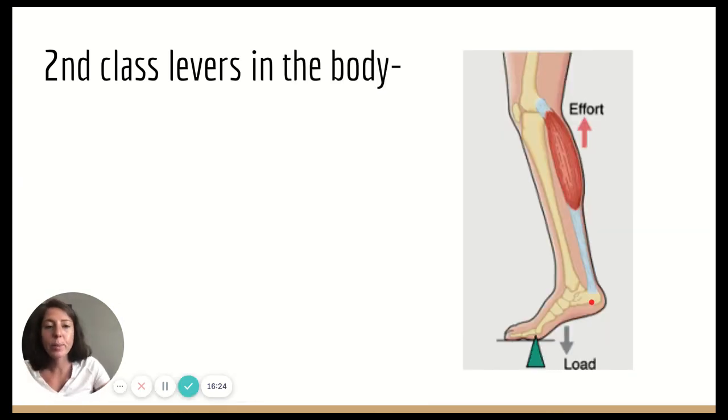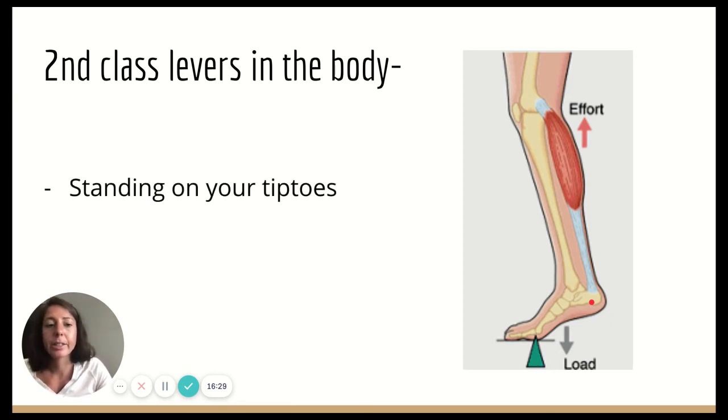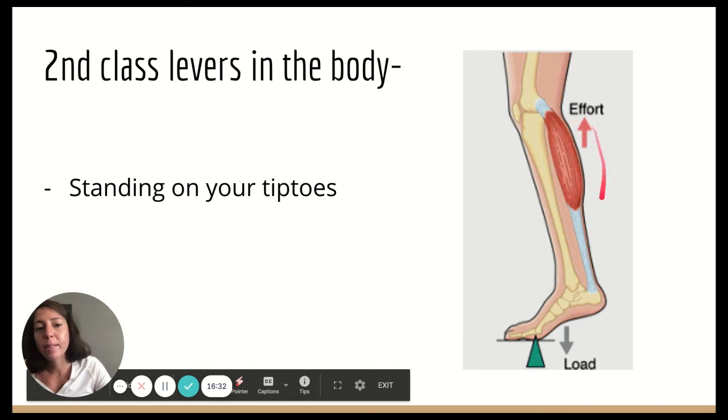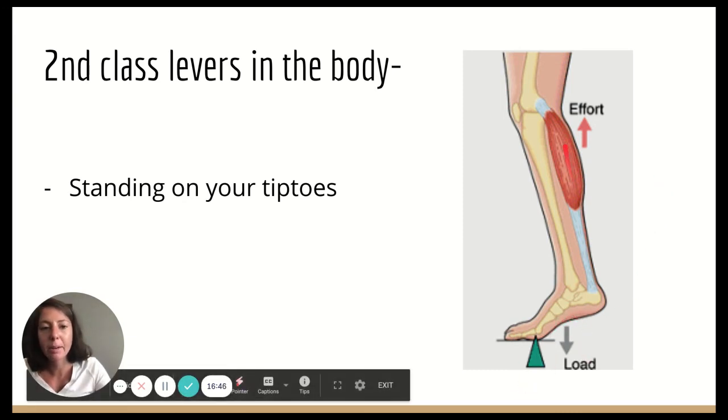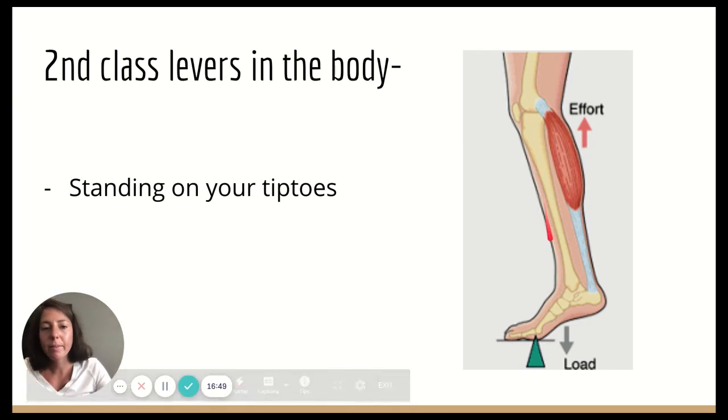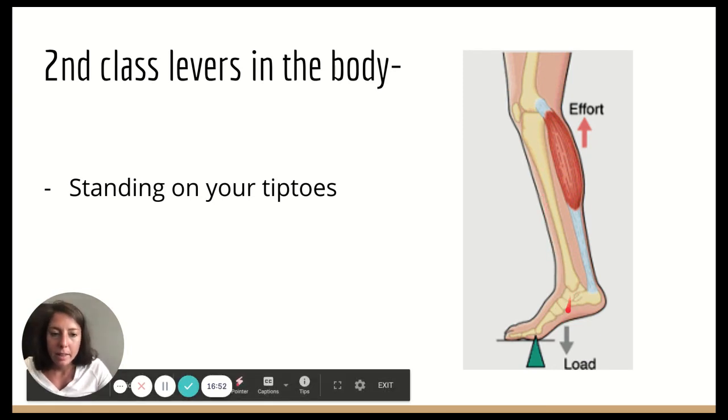In the body, here's one example of a second class lever. Standing on your tiptoes. So we have this calf muscle working with your Achilles tendon to pull your heel upward against gravity and against the force of your whole body that's resisting this motion. So the load or the resistance is in the middle, your entire body weight coming down through your tibia and fibula onto your foot muscles. The fulcrum is here in your metacarpals. Okay, in your phalanges, that joint right there.